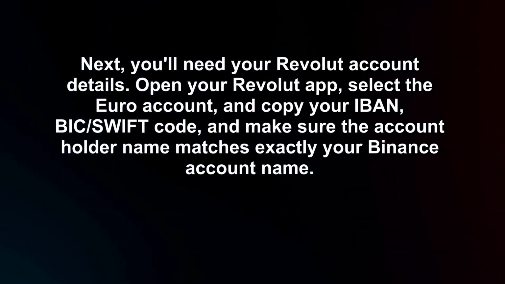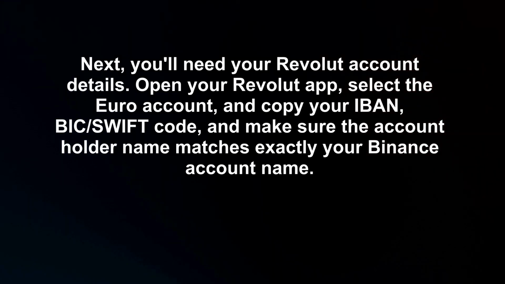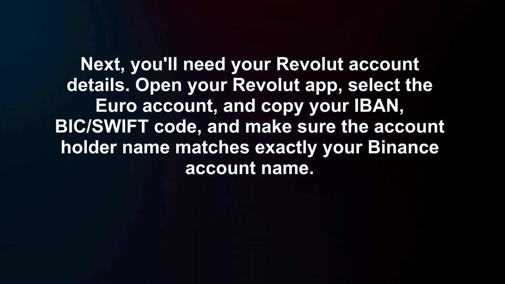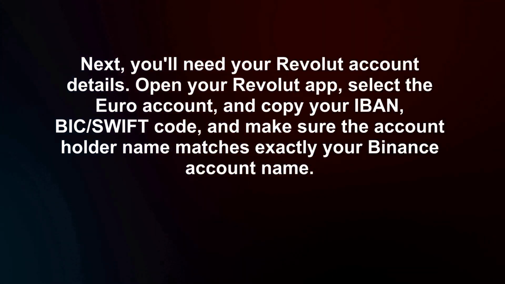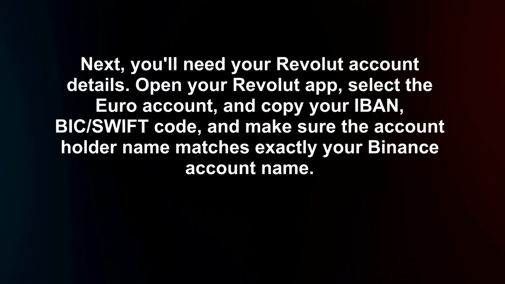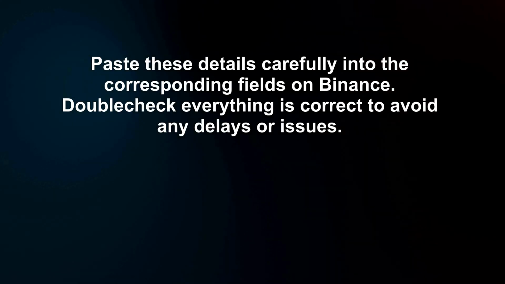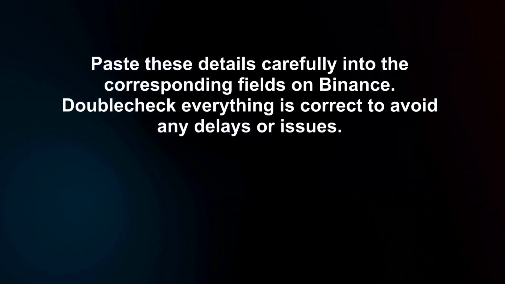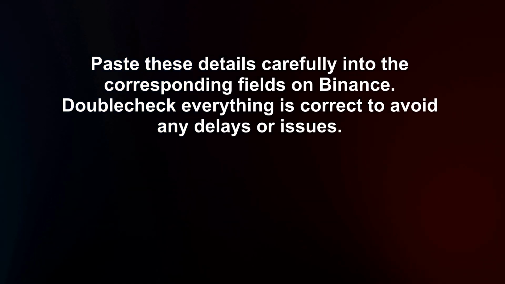Next, you'll need your Revolut account details. Open your Revolut app, select the euro account, and copy your BIC SWIFT code, and make sure the account holder name matches exactly your Binance account name. Paste these details carefully into the corresponding fields on Binance. Double-check everything is correct to avoid any delays or issues.